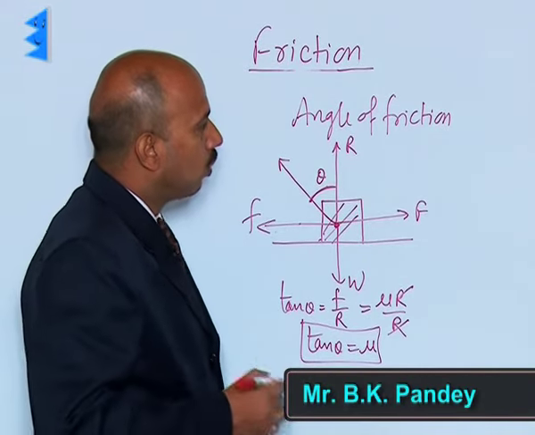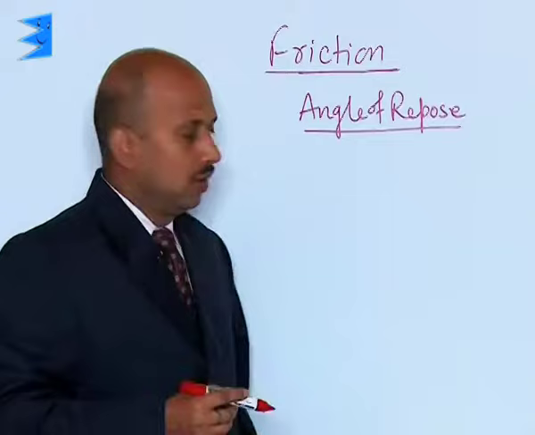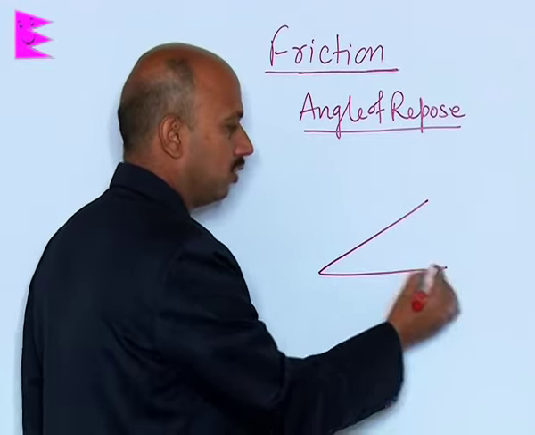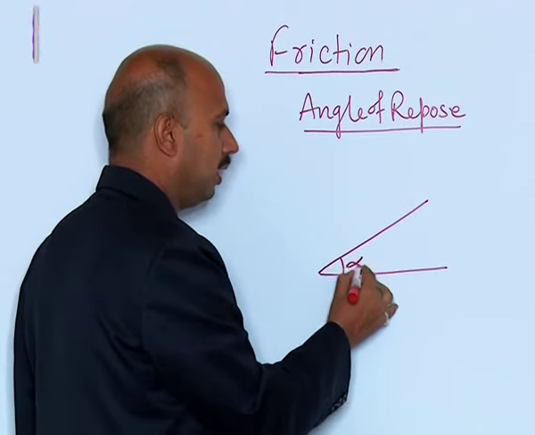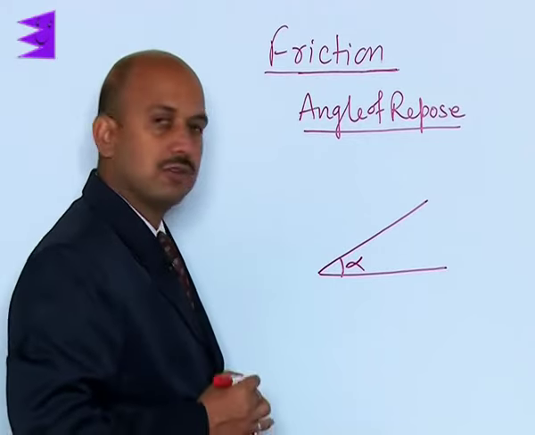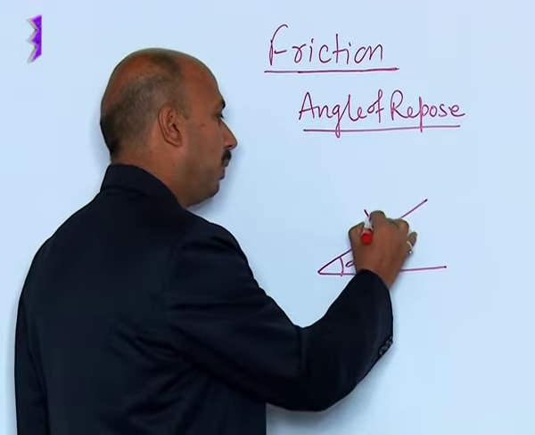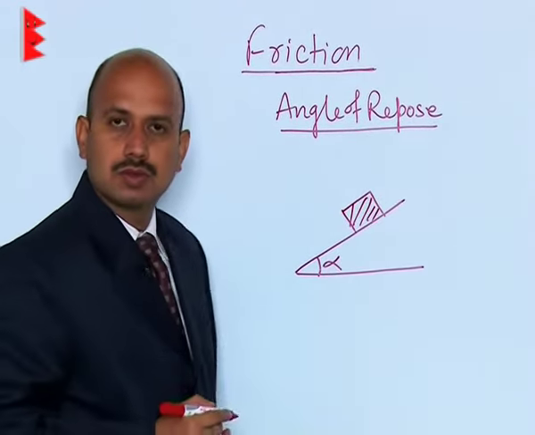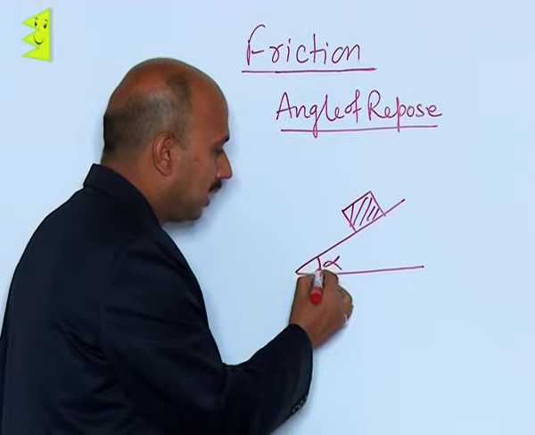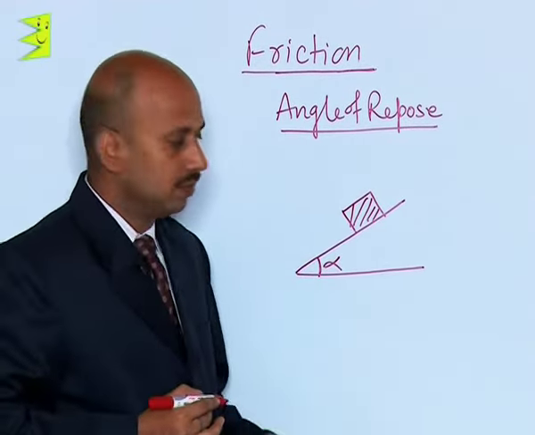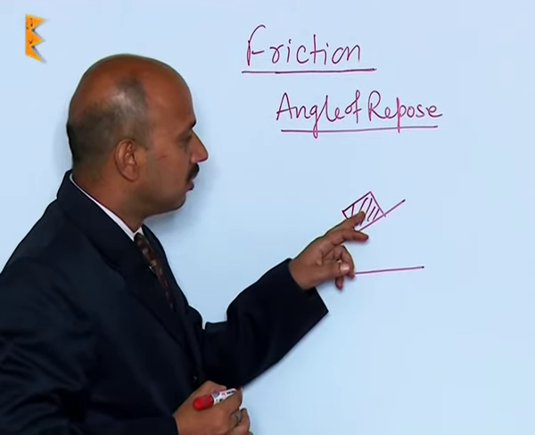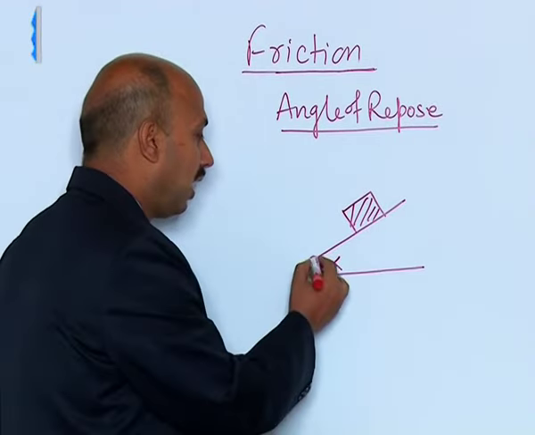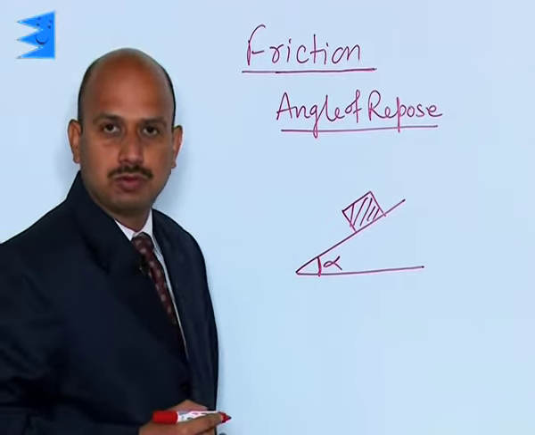Now, we can see one more concept, that is called angle of repose. Suppose there is an inclined plane, this is the horizontal line, this inclined plane making an angle alpha with the horizontal. Now, a body is placed on this surface. So, the minimum angle of inclination of the plane with the horizontal such that this object just begins to slide down, then this angle is known as angle of repose.